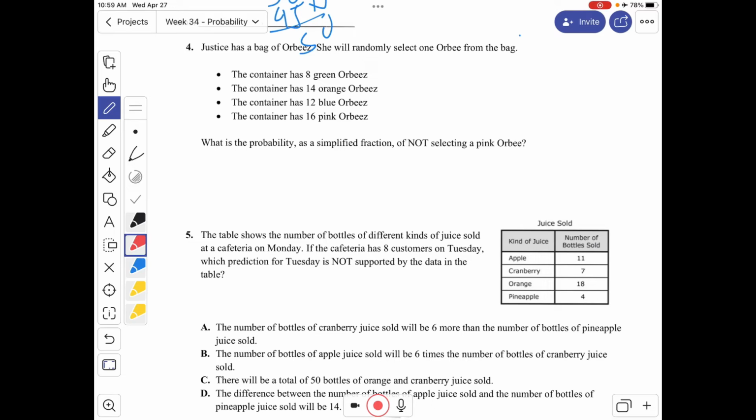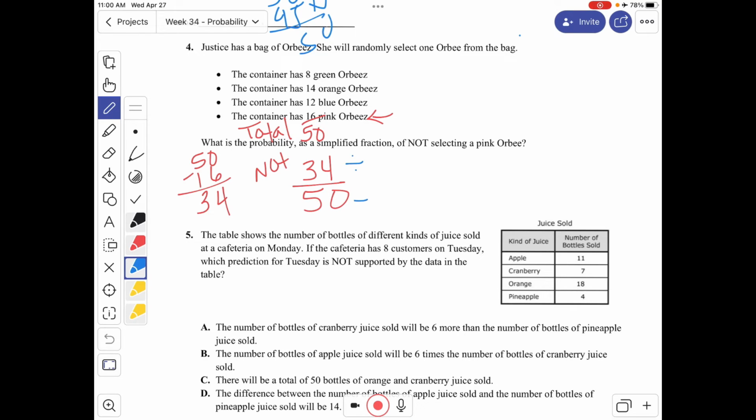Well, I need a total. So if we add all those up, there's 50 total. If 16 are pink, then how many are not pink? So there's 34 out of 50 that are not pink.